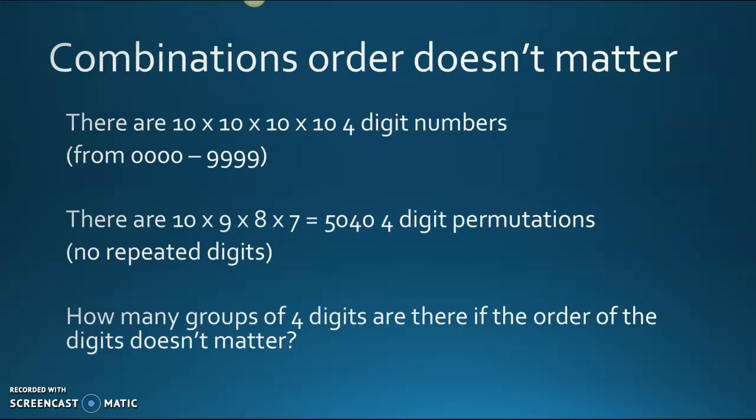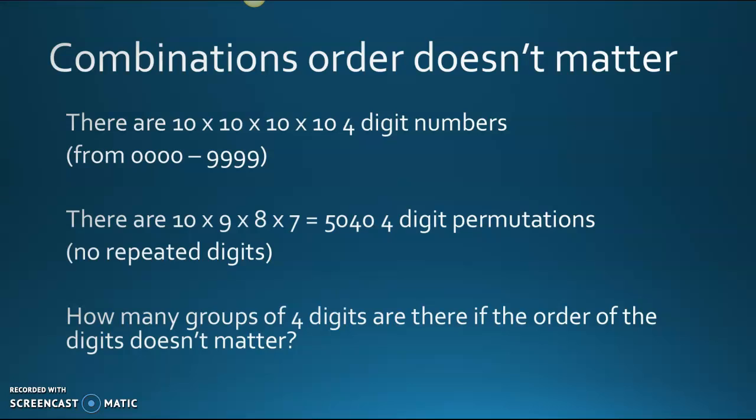So if we look at this on a large scale, if I want a 4-digit number, there would be 10 times 10 times 10 times 10, all the numbers from 0000 to 9999, which is 10,000 different possible 4-digit numbers. Now, if I don't want any numbers to repeat, that's a permutation. So I've got 10 times 9 times 8 times 7. I have 5,040 4-digit permutations of this. That's if there's no repetition.